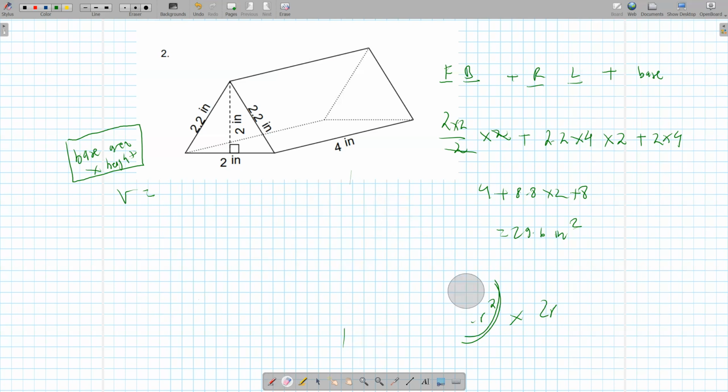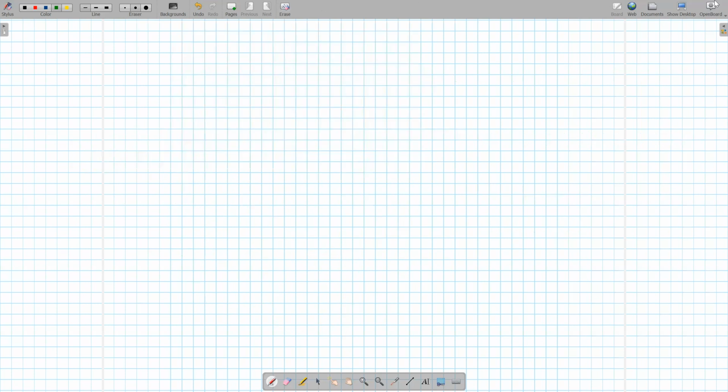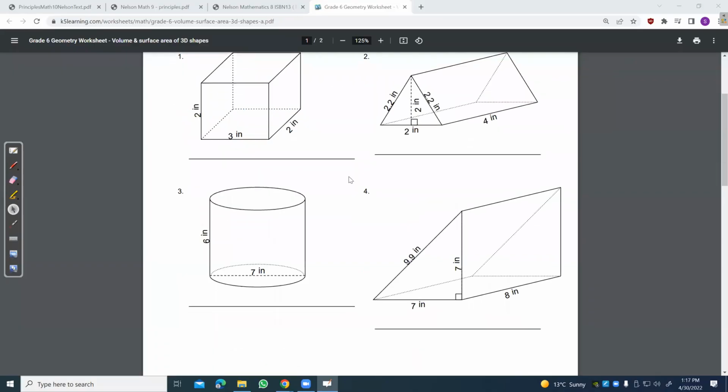For this shape, the triangular prism, the cross-sectional area is the front face. So the volume is gonna be the area of the base, which is a triangle, times the height. So that's 4 over 2 times 4, 16 over 2, it's 8. 8 inches cubed will be the volume. Does that make sense? Just remember, it's cross-sectional area times the height is the volume.